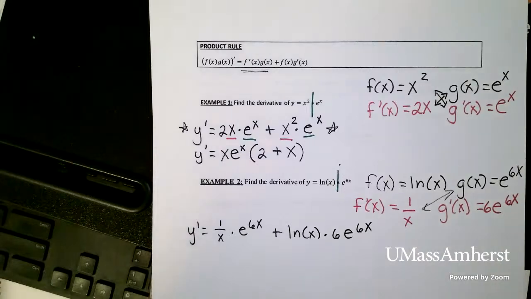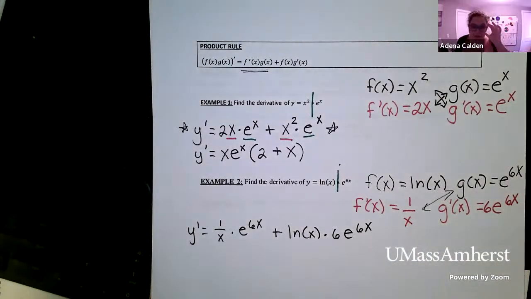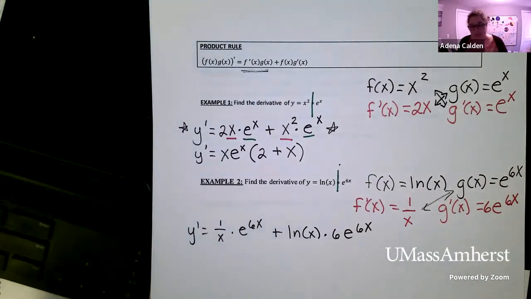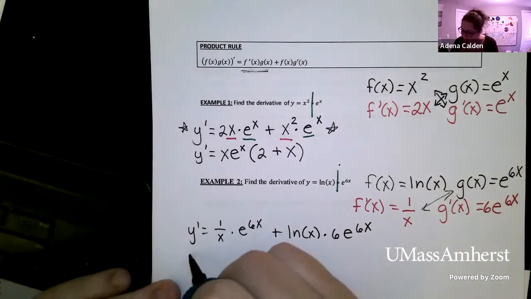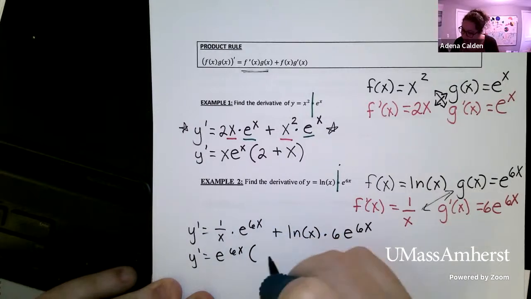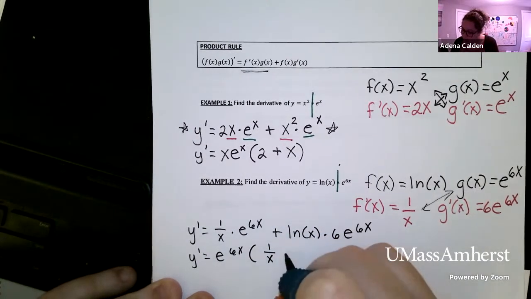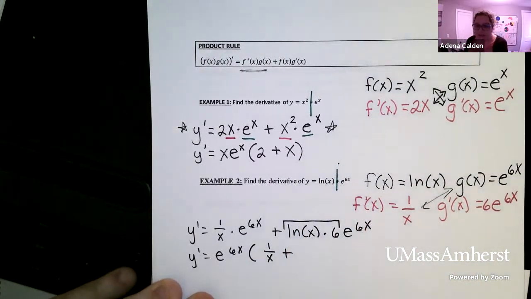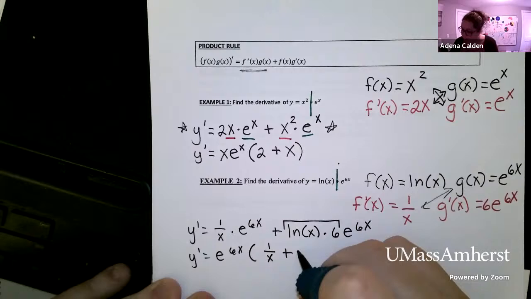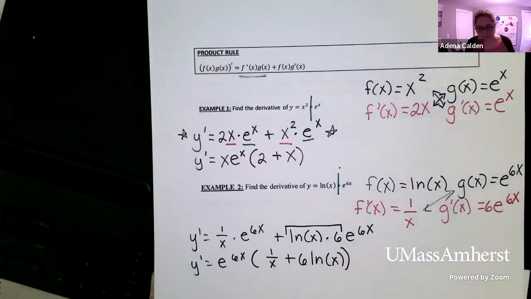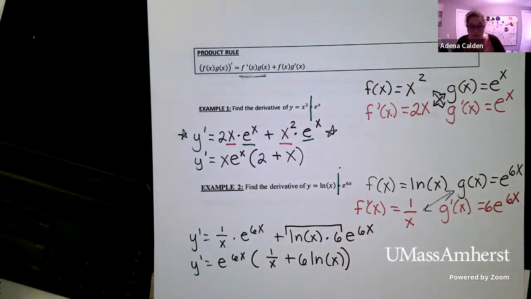So again, this is totally fine. This is your derivative. This is mathematically correct. We could factor this. The only factor that is in both terms is the e term. So if we were going to factor this, we would pull out e to the 6x, and we'd be left with 1 over x plus, now here we have a 6 and an ln x. Typically we write constants first, so we'd probably write this as 6 ln x. Okay, so that's just one way that you could factor it.